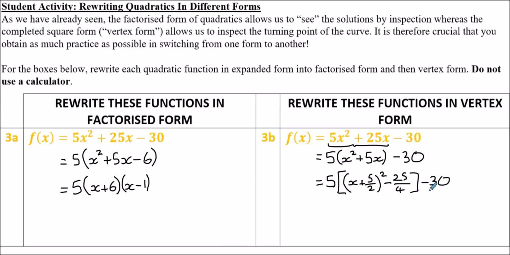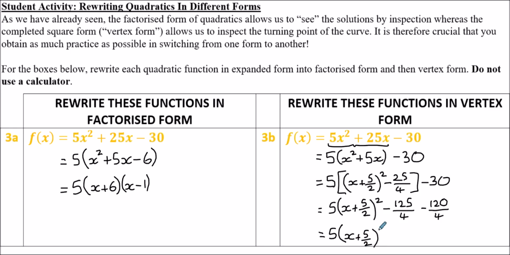Third step, multiply all of this by 5. So expand this out, we get 5 lots of x plus 5/2 squared. This times by 5 is going to be -125/4. And a bit of non-calculator practice for you: -30, well 30 is the same as 120/4. For this last step now, we can put this constant term under a common denominator of 4, and we end up with 5 lots of x plus 5/2 all squared minus 245/4.